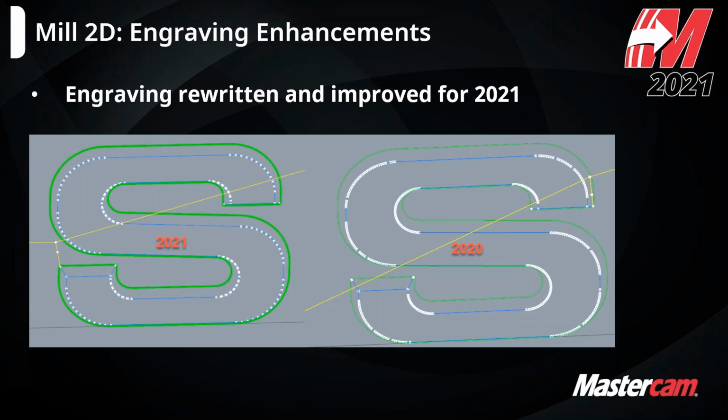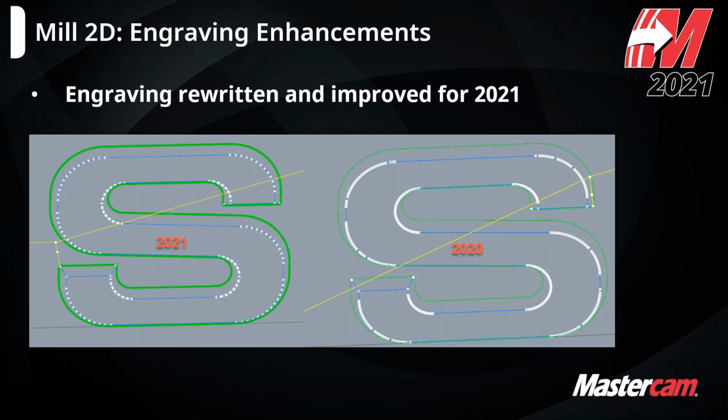But what I did here is, when you're using the backplot function, there's a control endpoints option that you can turn on. Basically each one of these white dots is where there's going to be G-code output in the program. So you can see on the left-hand side here in 2021, there's a lot fewer control points to achieve the same geometry. So you're going to get smoother machine motion, a shorter G-code file, and so forth.